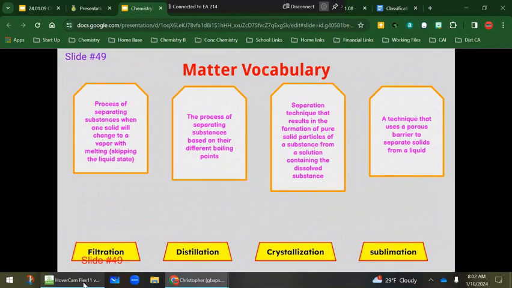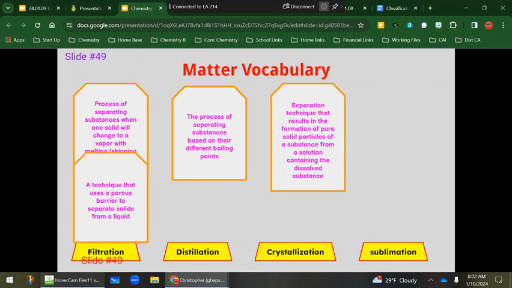So, filtration, distillation, crystallization, sublimation. Any idea what these are? Looks like separation. Thank you, very good, Miro. These are ways of separating mixtures.